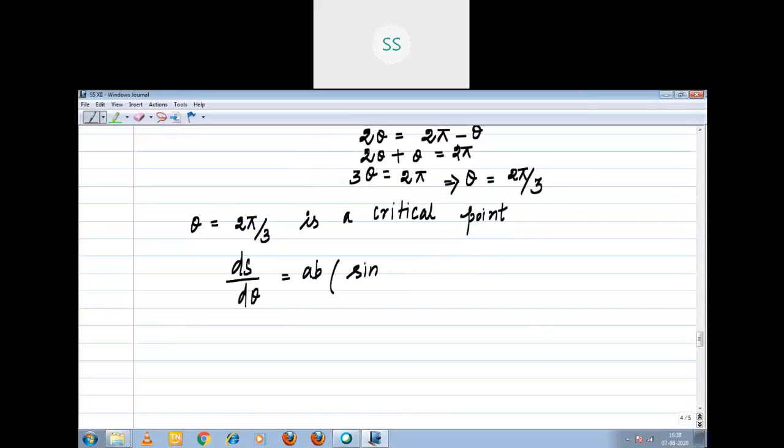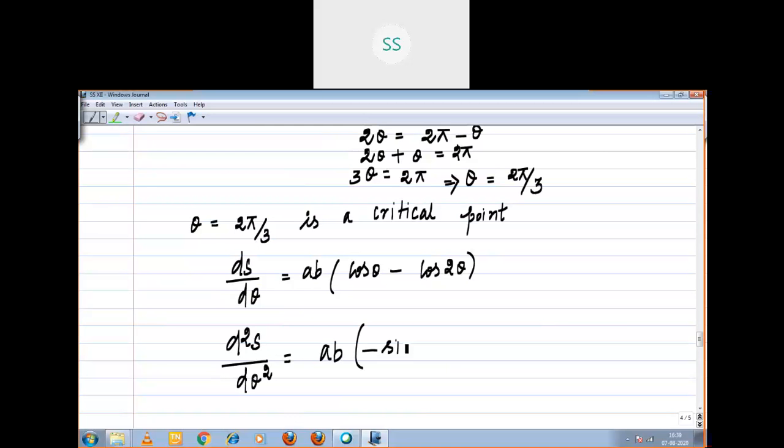Instead of cos, I wrote sin, right? AB into cos theta minus cos 2 theta. This is your first order derivative, right? Now we are going to differentiate: d square s by d theta square equal to AB into minus sin theta minus, so it becomes plus 2 sin 2 theta.